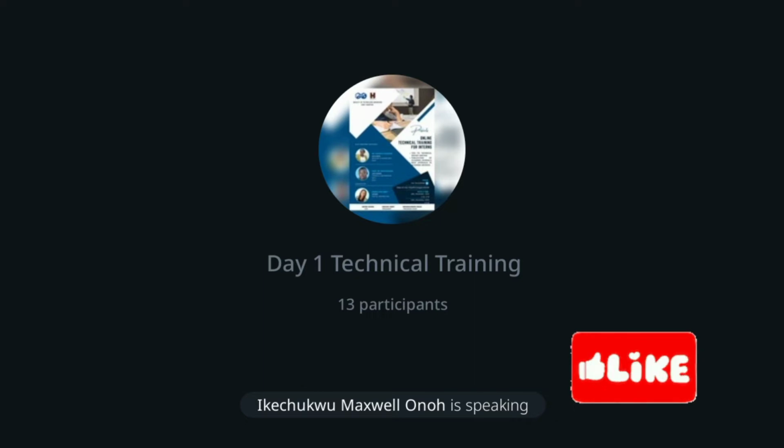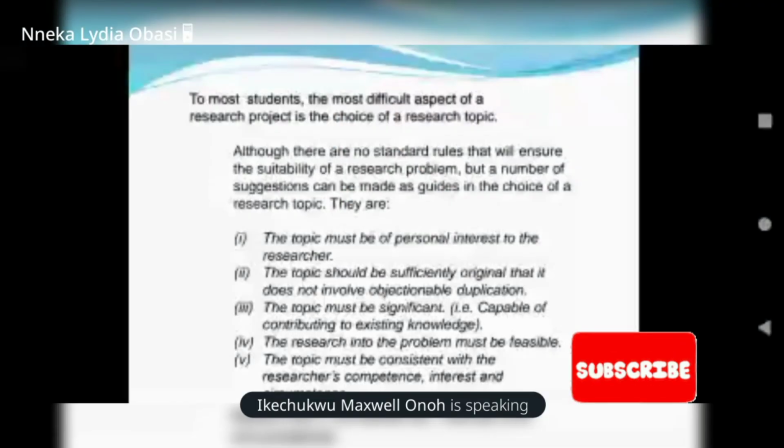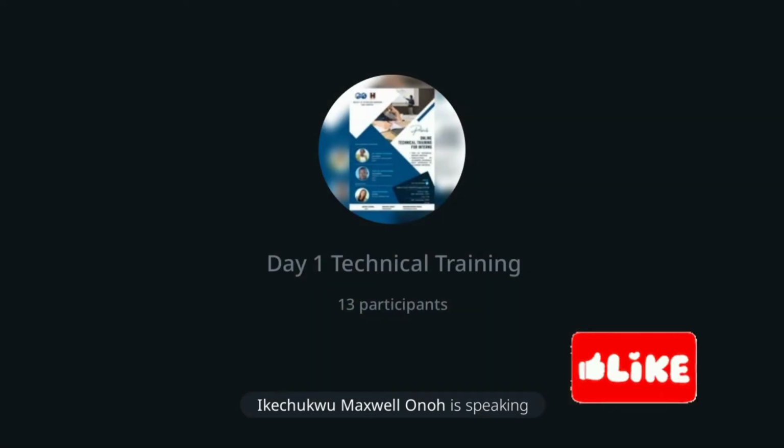Feasibility in the sense that, for example, most times in this part of the world, we are constrained by availability of equipment. So you should not come up with something where you cannot see any instrument. If you have to do instrumental analysis, you don't have any instrument or equipment to analyze. So you must look at what is available. What can we do? So your topic must be feasible.